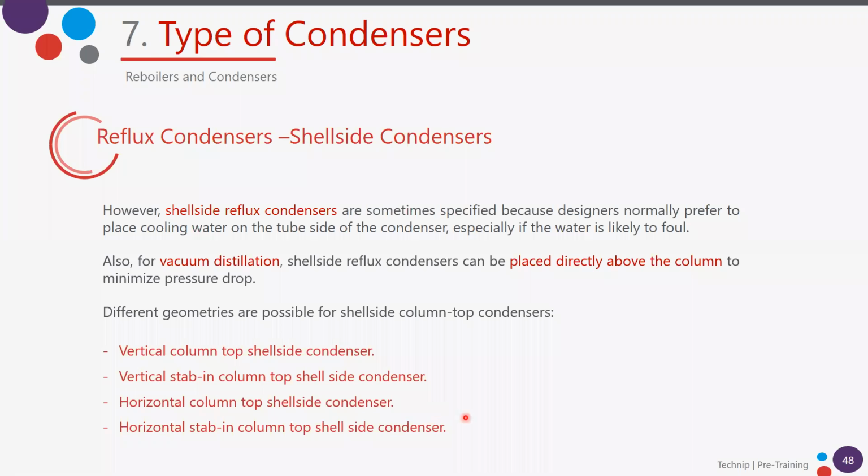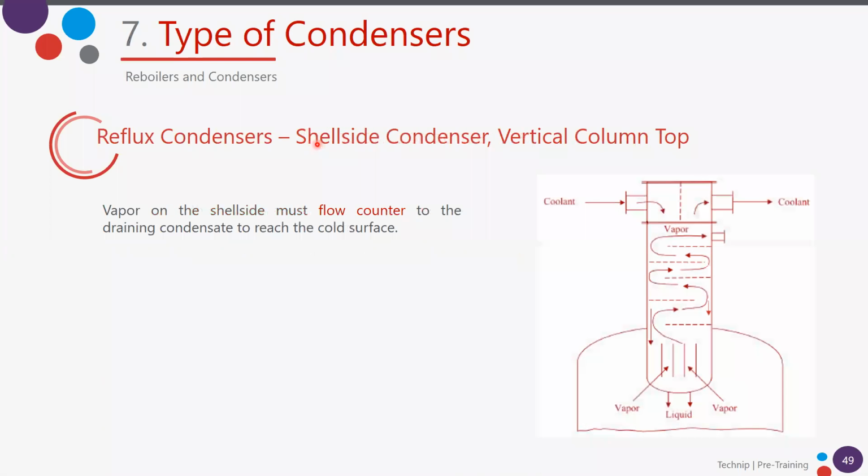It means that always the coolant service, for example, cooling water, will be placed inside the tubes, and the fluid that we want to condense is placed on the shell side. So let's start with the first one, the shell side condenser, the vertical column top. Vapor on the shell side must flow counter to the draining condensate to reach the cold surface.